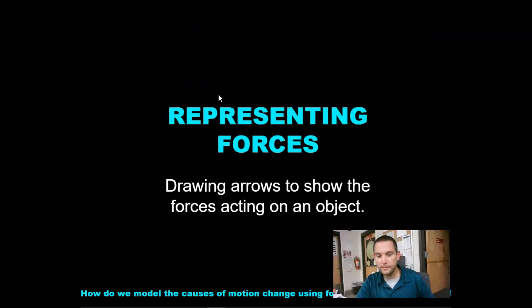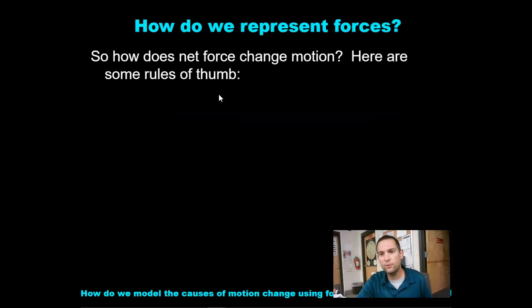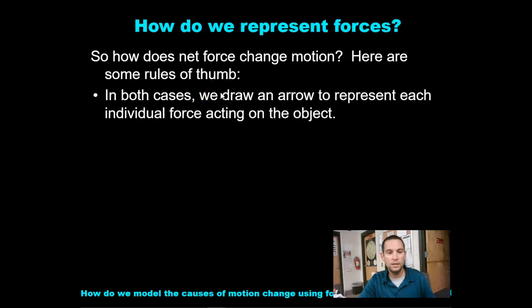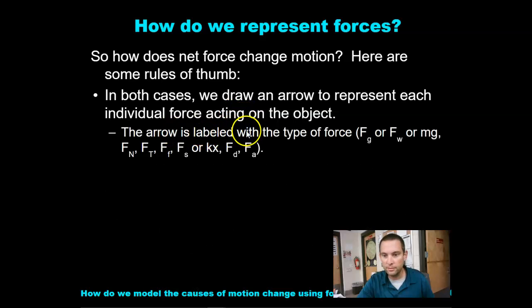Representing forces. Drawing arrows to show forces acting on the object. In both cases, we draw an arrow to represent each individual force acting on the object. The arrow is labeled with a type of force, whether it's F sub G, F sub W, or mg. I would prefer you do F sub W, F sub N, F sub capital T, F sub F, F sub S, F sub D, or F sub A, depending on the type of force you're dealing with.